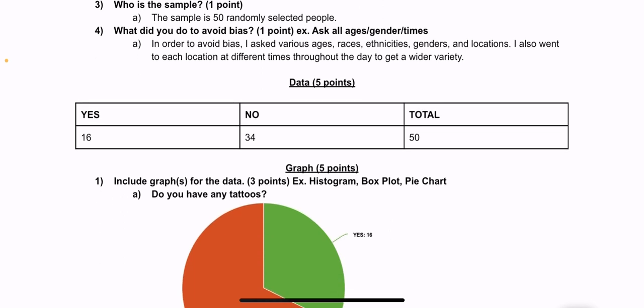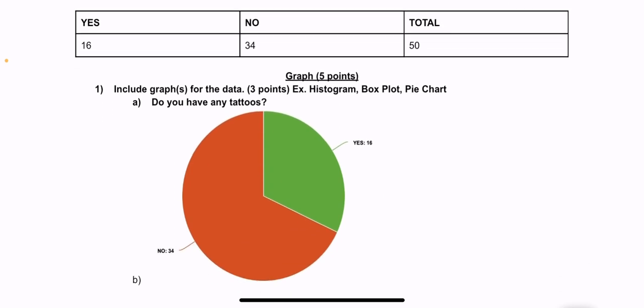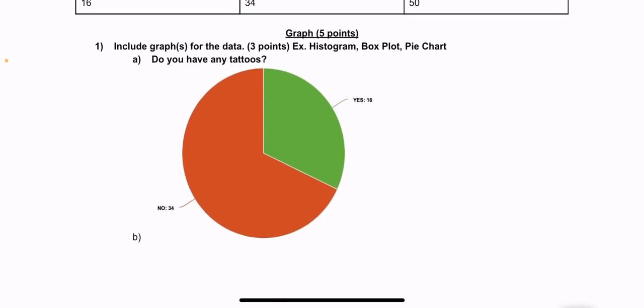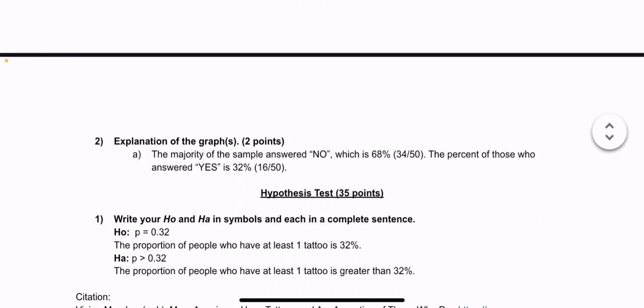As shown in the table, I had 16 people say yes, 34 people say no, which gives us a total of 50 people. This is also shown with a pie chart, as we see 34 people said no and 16 people said yes. The majority of our people answered no, which is 68%, and the percent of those who answered yes is 32%.